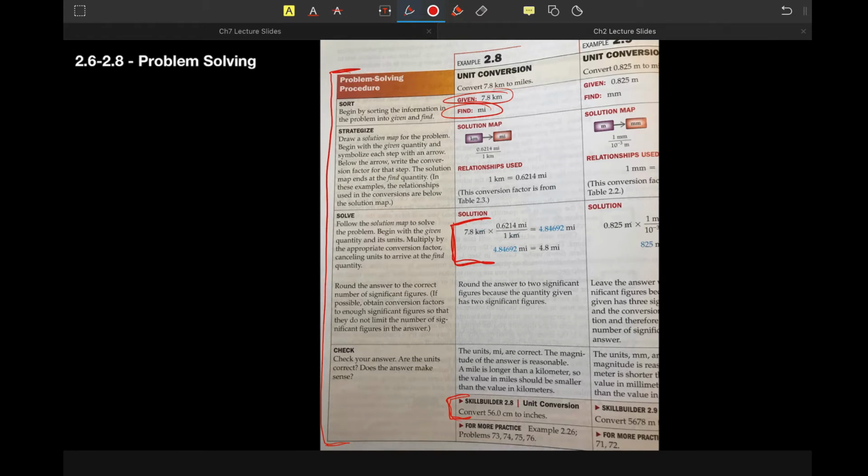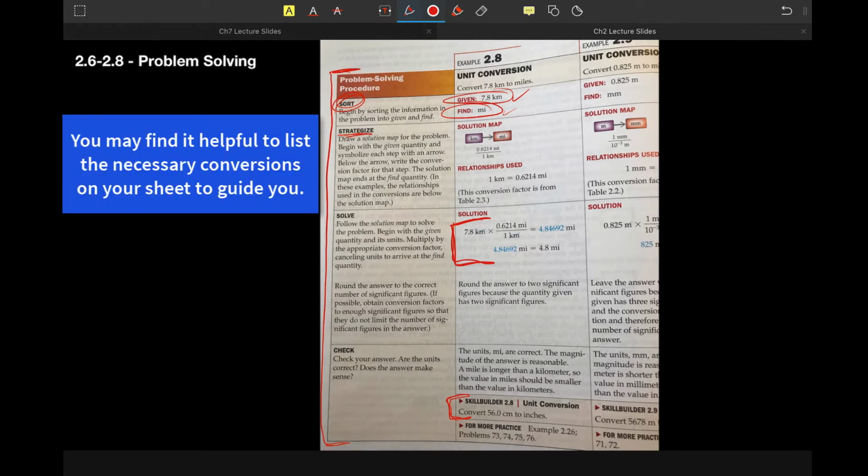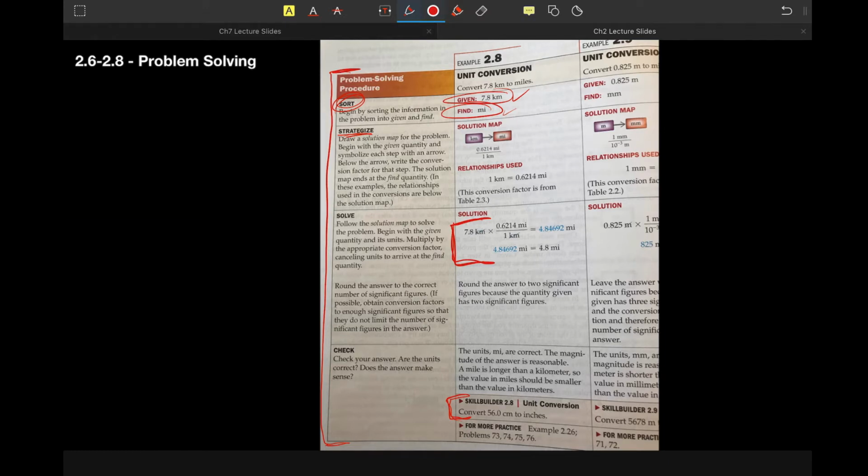So pay attention. The general problem-solving strategy that your book introduces here, and we'll use all year, is that step one, we sort. And by sort, it just means what is your given, what is your goal. Strategize. So they literally draw a solution map, but really, we just need to think, how do we get from the given to the goal? And in chemistry, the vast majority of the time, all we're doing is figuring out what conversion factors are going to get us from point A to point B. Which is why it's important.